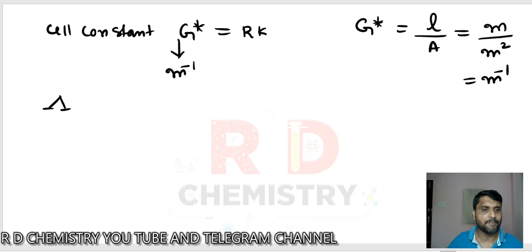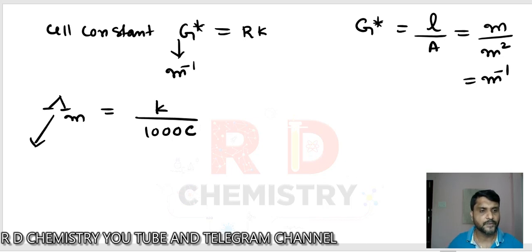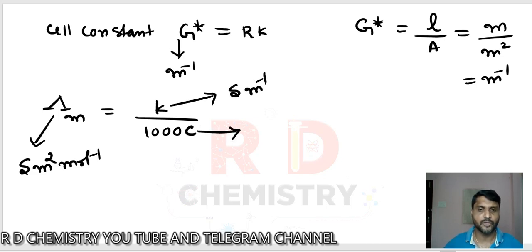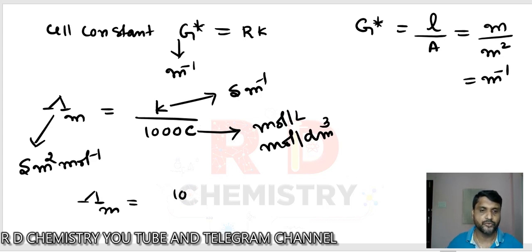Then we calculate lambda m, the molar conductivity, which is equal to K divided by 1000 C. Here K is in Siemens meter inverse and lambda m is in Siemens meter square mole inverse, the SI unit. And C is in mole per liter or mole per dm cube, one and the same. Or one more formula: lambda m is equal to 1000 K divided by C. In this case, lambda m is in Siemens centimeter square mole inverse.